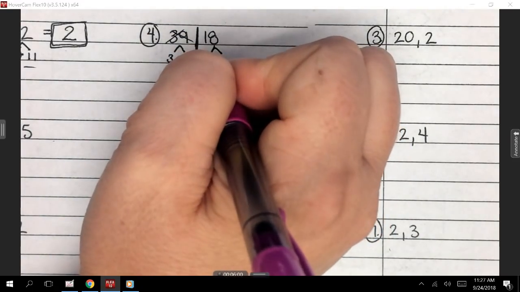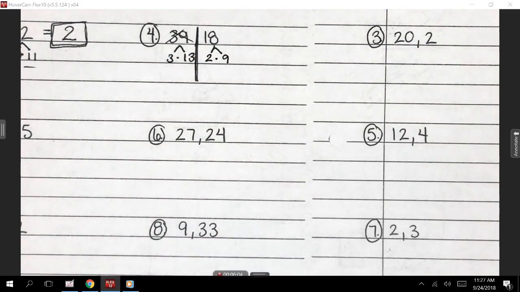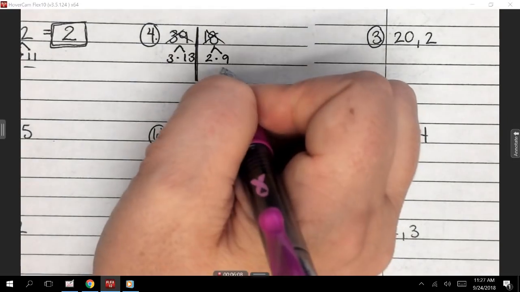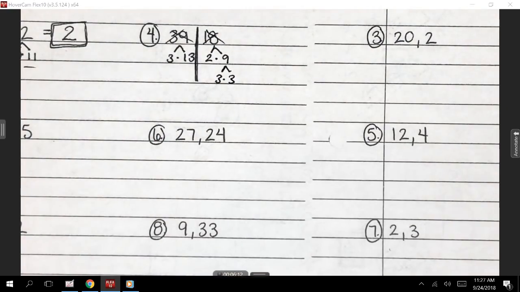18, I can split that. I can do 2 times 9. You could also do 3 times 6. Either way, we'll end up at the same answer. All right, so I split 18. I'm going to split 9 into 3 times 3.